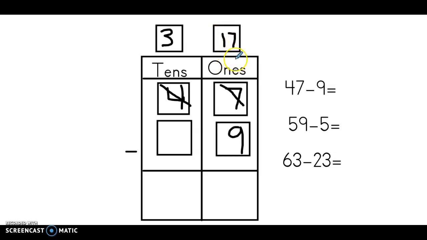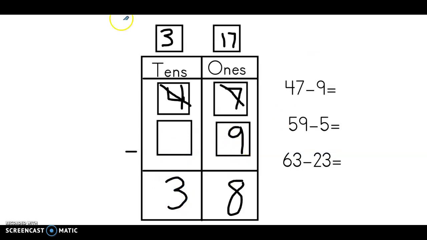Now we can subtract 17 minus 9, and we know that that equals 8. And then we can subtract our tens. We have 3 minus, and this is really just 0. There's nothing there. So there would be 3 tens, 38.